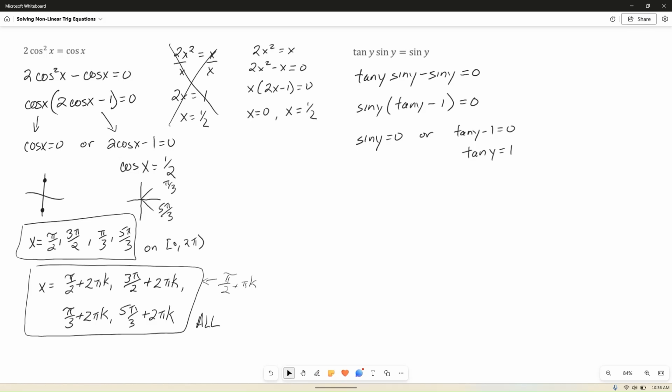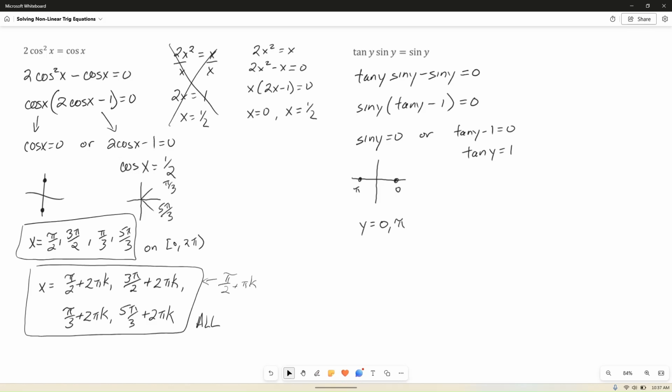And so now I can take these linear equations and again apply the unit circle. So where is sine equal to 0? Remember, sine is the y-coordinate on the unit circle, which means we're looking at the points on the x-axis. Okay, and so that's at 0 and at pi. So sine of y equals 0 at y equals 0 and pi. Don't get confused with the y here.